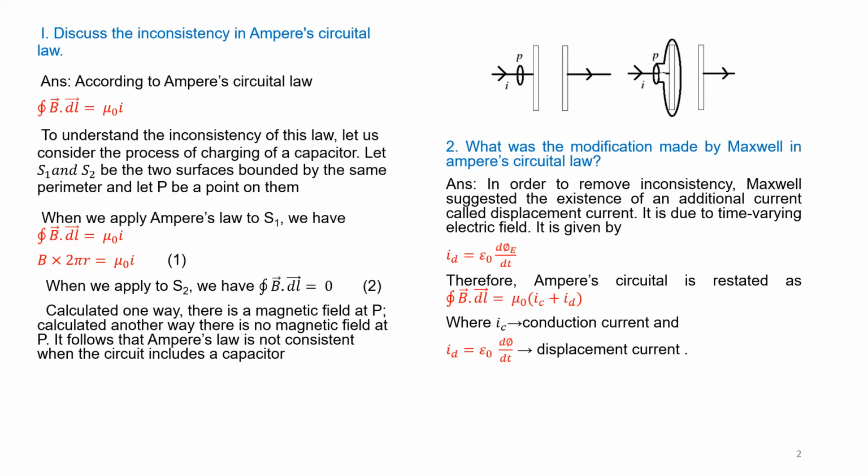Therefore, Ampere's circuital law is restated as line integral B dot dl is equal to mu naught into (I_C plus I_D), where I_C is the conduction current and I_D equals epsilon naught into d phi_E by dt is the displacement current.